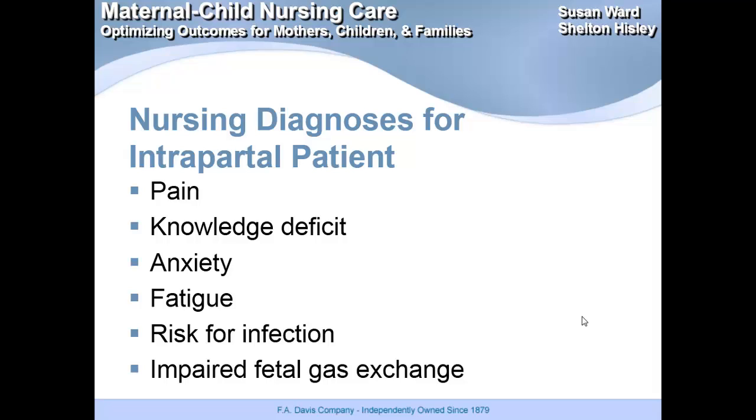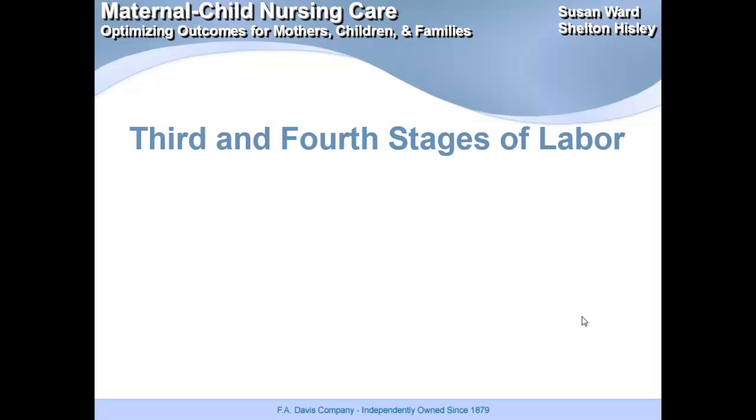So some possible nursing diagnoses: pain, anxiety, fatigue, knowledge deficit, risk for infection, impaired fetal gas exchange. So the 3rd and 4th stages, this is where there's immediate care of the newborn. The placenta, you're going to deliver that placenta right after that. You're going to monitor baby, assist mom, and try to get that bonding to occur.